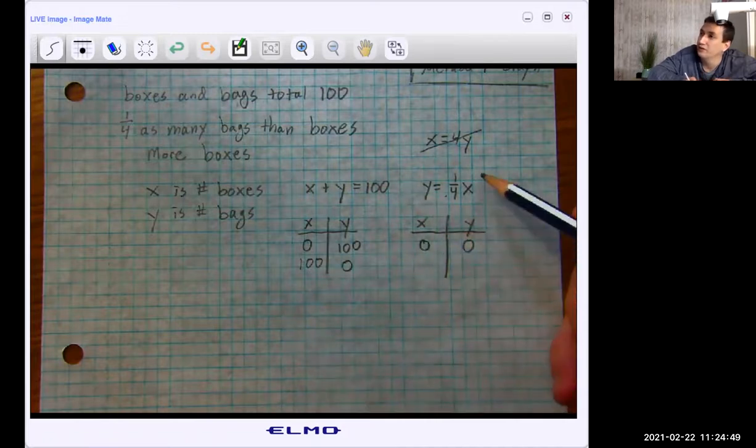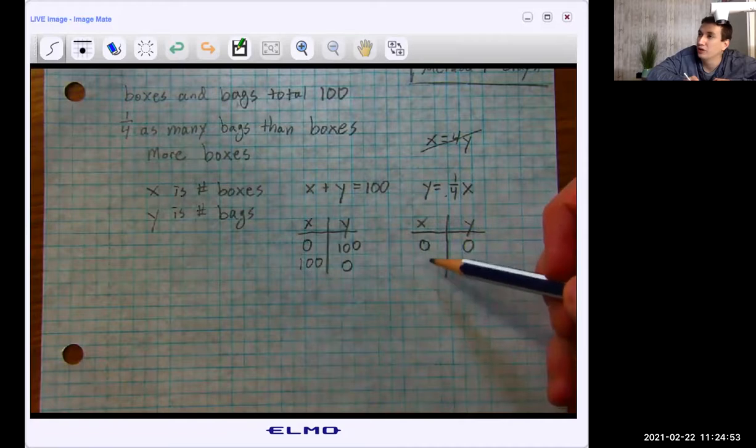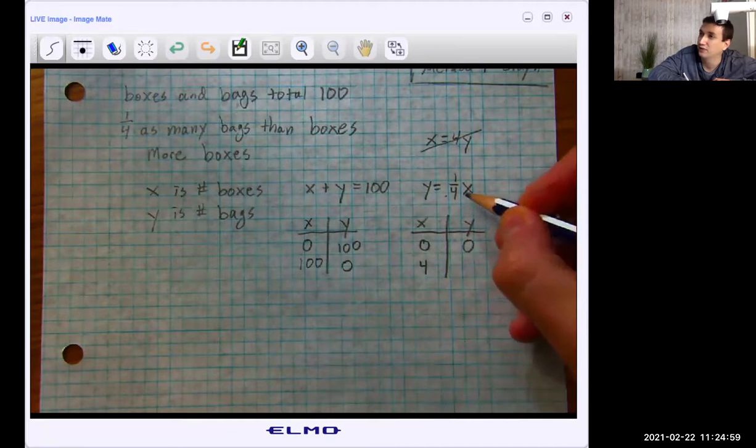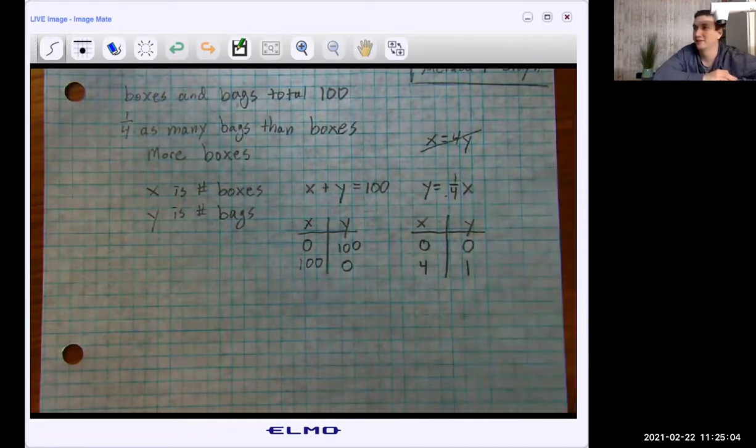Over here, slope-intercept, I could try a 1, a 2, a 3, but all those are going to give me fractions. So let me try a 4. If x was 4, well, 1/4 times 4 would be 1. That's nice. Now I'm ready to graph.